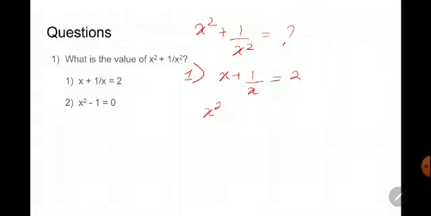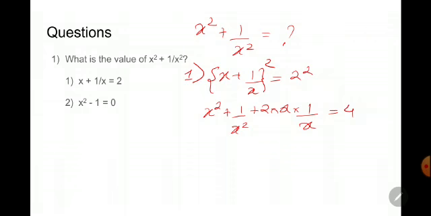We get x square plus 1 by x square plus twice into x into 1 by x is equal to 4, which we get by squaring both these sides. It's okay if you can't follow the equation, so the maths right now. We are just trying to get a sense of data sufficiency options for now. The quadratic equations will be covered in a separate chapter.